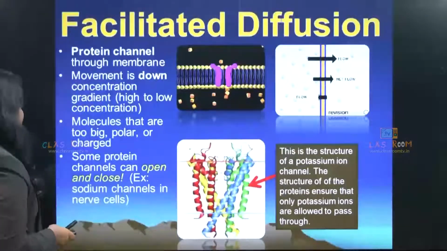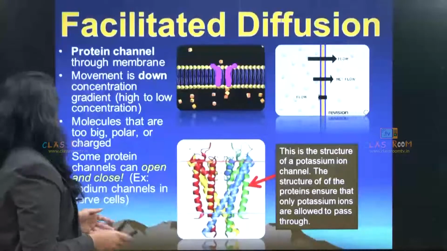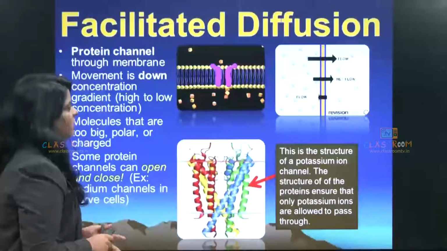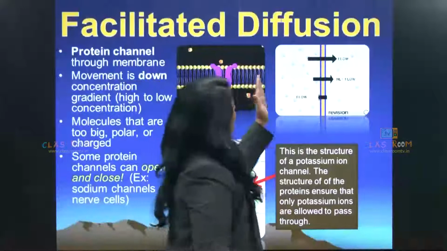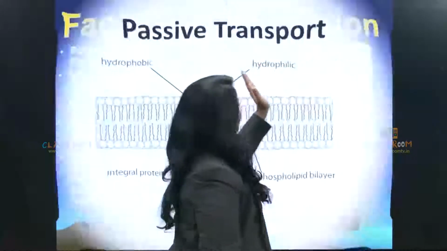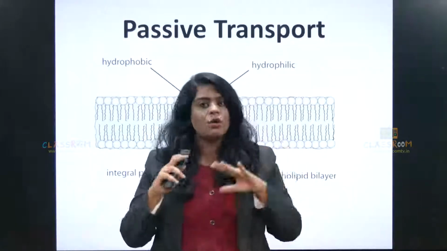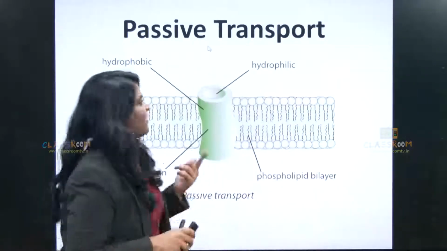So some protein channels are open and closed. For example, sodium channels in nerve cells are just one example. So here you can see facilitated diffusion, what is happening. You see like only a few are going in. Okay, not everything can go in. That is what is meant by facilitated.